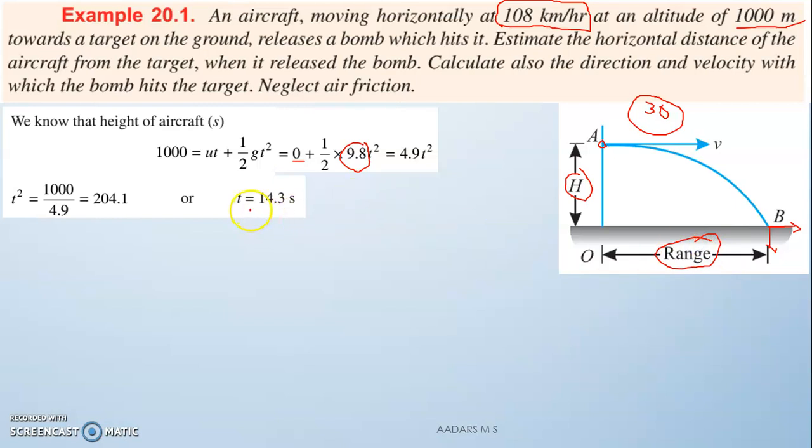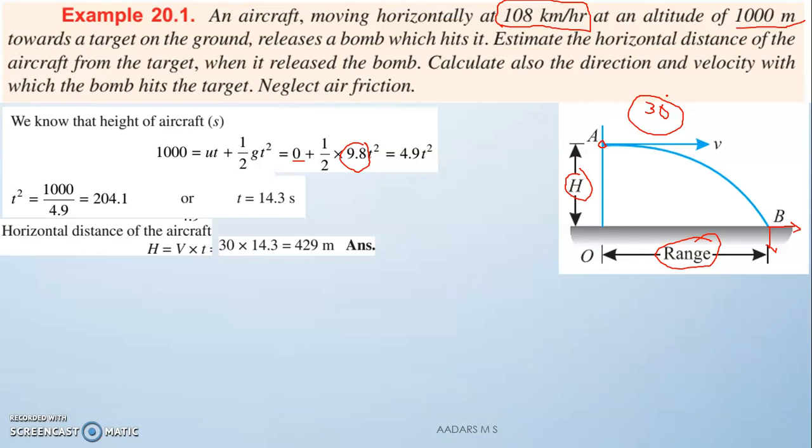With this time duration of 14.3 seconds, it will have a velocity of 30 meter per second in the horizontal direction. So it can travel a distance of 30 × 14.3, that is 429 meter, in the horizontal direction. So the horizontal range is 429 meter, that is horizontal component of velocity times time taken. Our first part is over, that is the range: estimate the horizontal distance of the aircraft from the target. That is 429 meter.